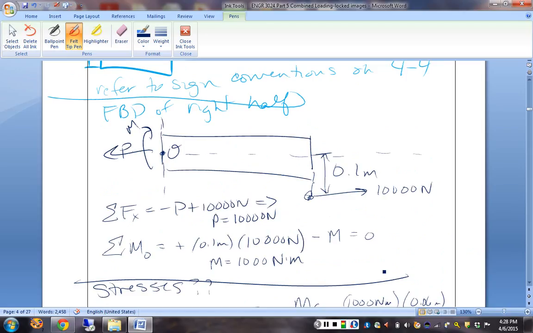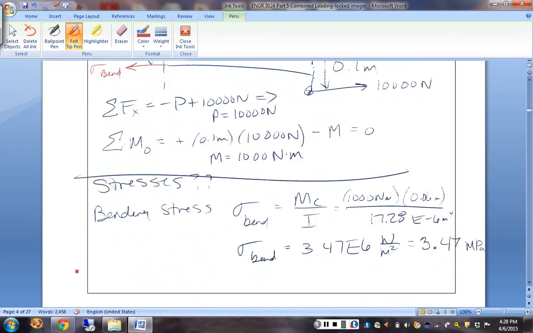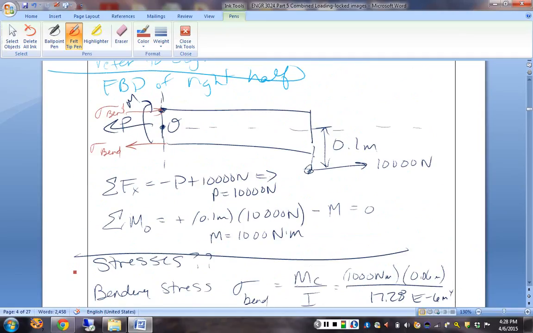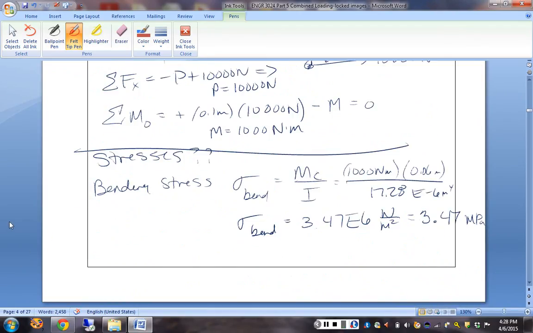And that's going to be compressive or tensile here at the top. Okay, let's say we've got sigma bend here and sigma bend here with a magnitude of 3.47 megapascals. All right. What else do we have? What other kind of internal load do we have? We have axial.